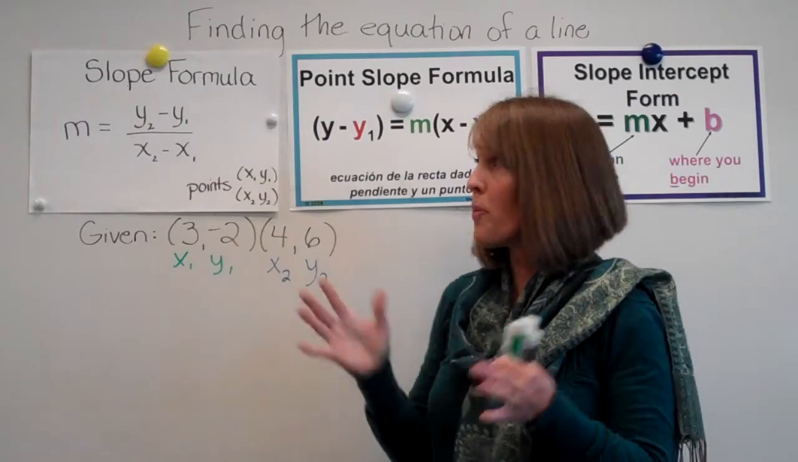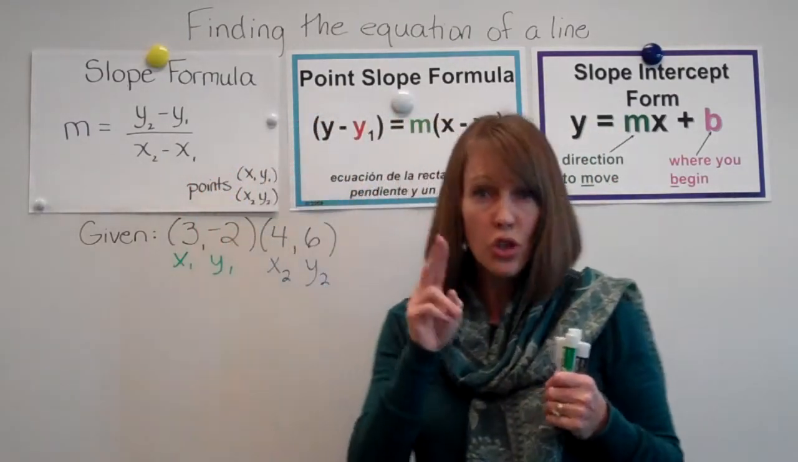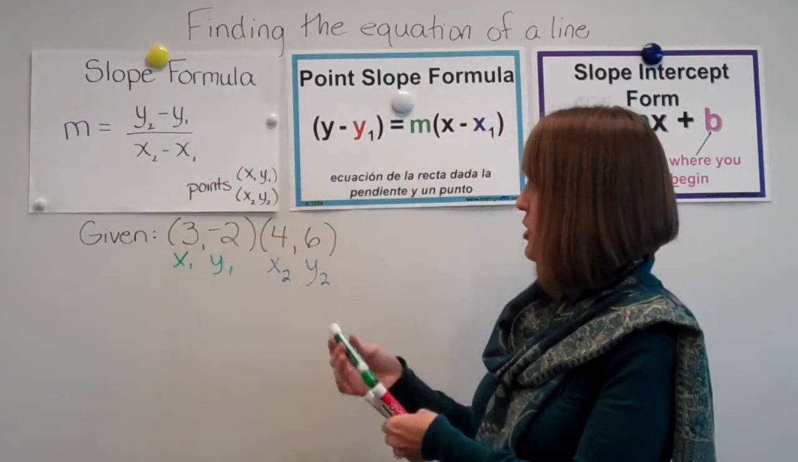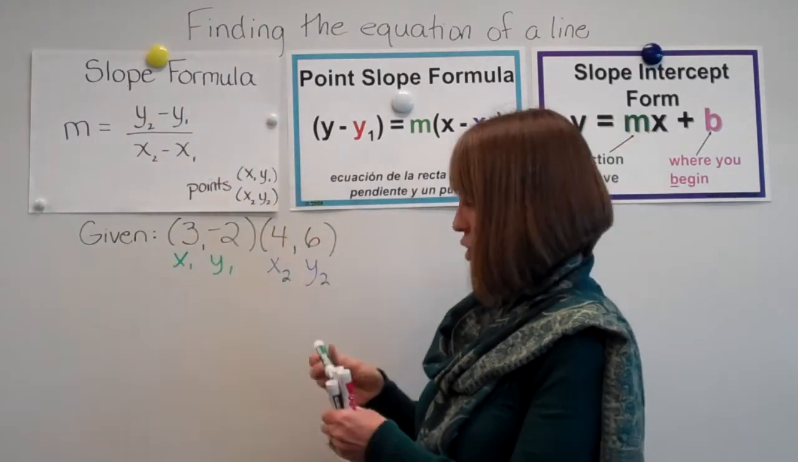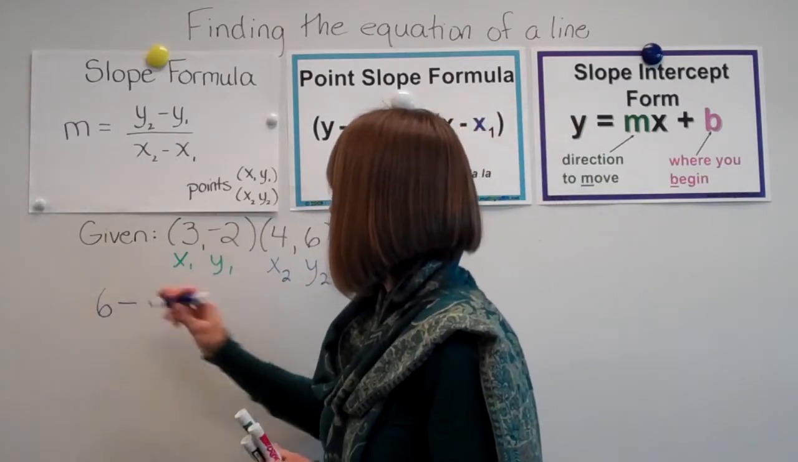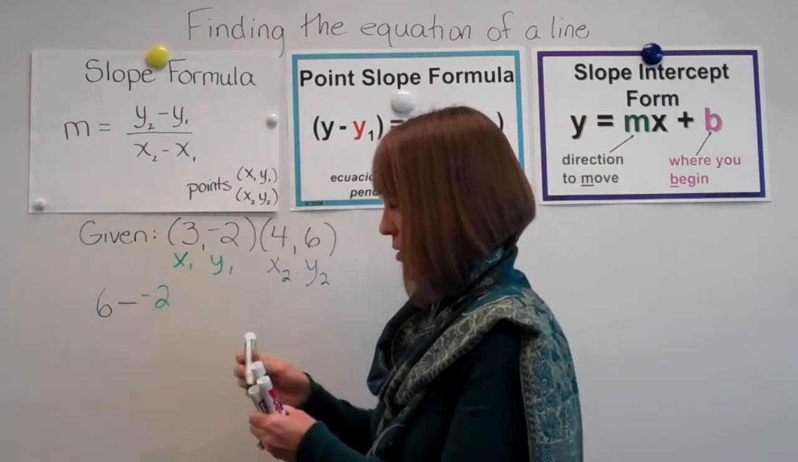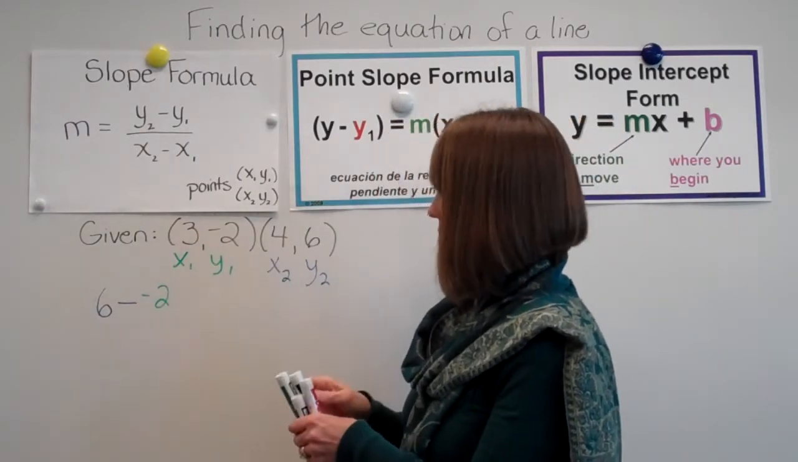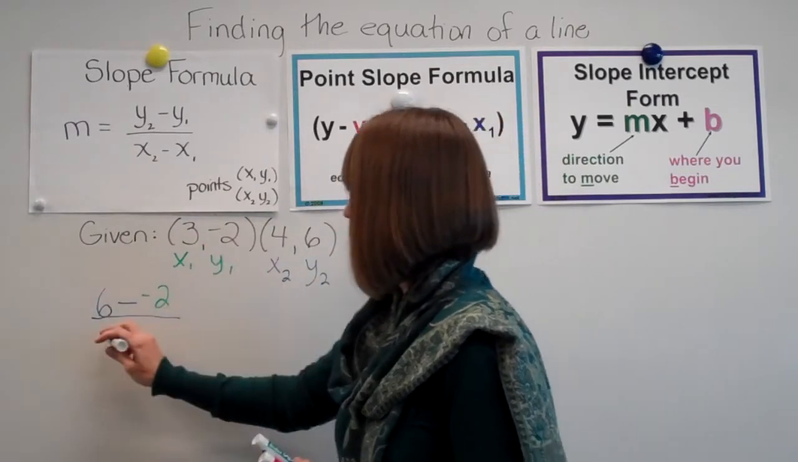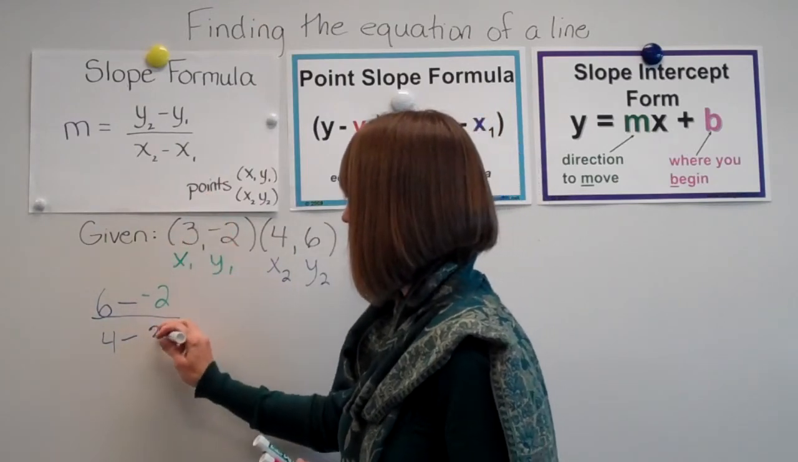We got to find the slope, and we know it's slope because this is the only equation that uses 2 points. So we know this is the equation we're going to use, so we're just going to substitute it in now. So y2, that's going to be our 6, minus our y1, which is -2. That's going to be all over our x2, which is 4, minus our x1, which is 3.